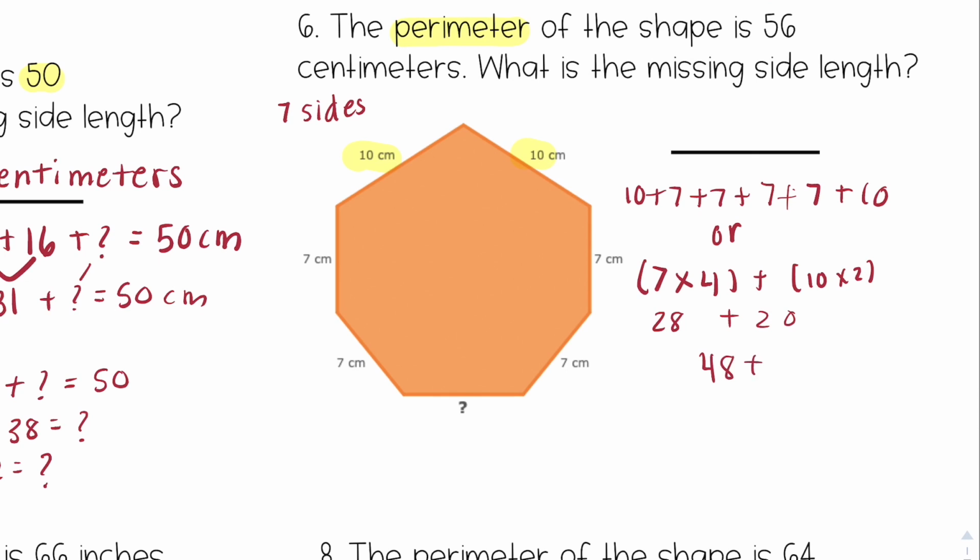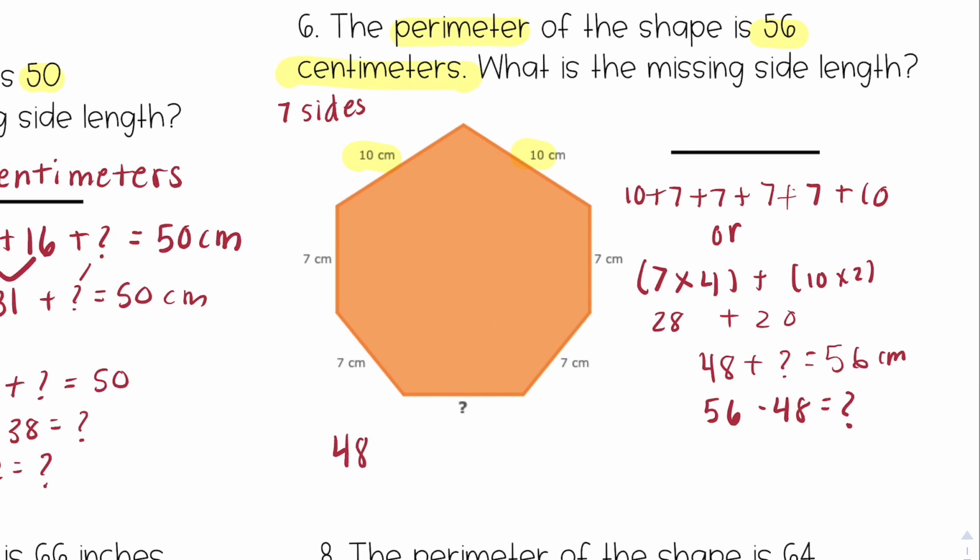And if I combine those together, I get 48 plus a side that I don't know, which is going to equal 56. So I'm going to rewrite this using inverse operation, and I'm going to do 56 minus 48 equals question mark.